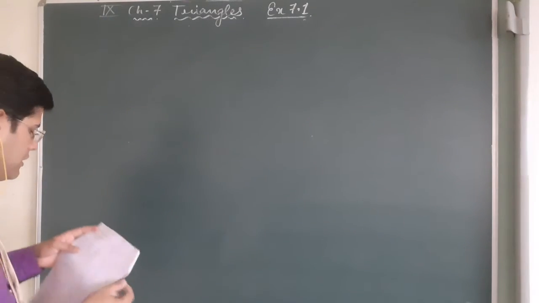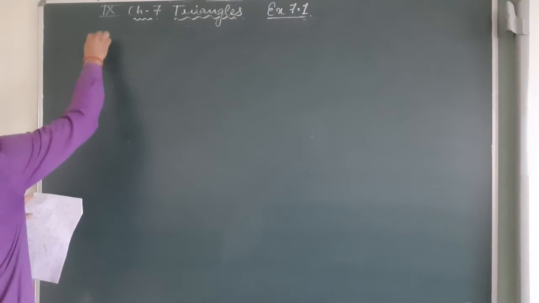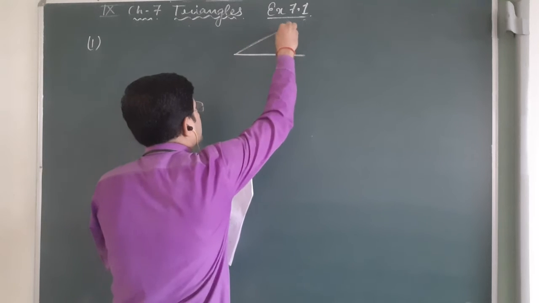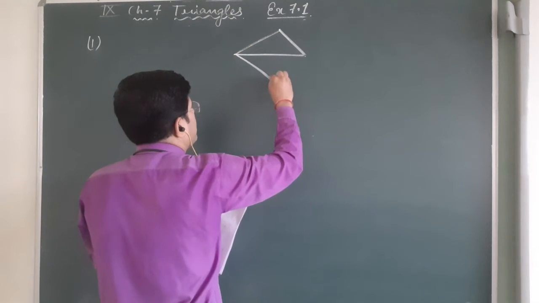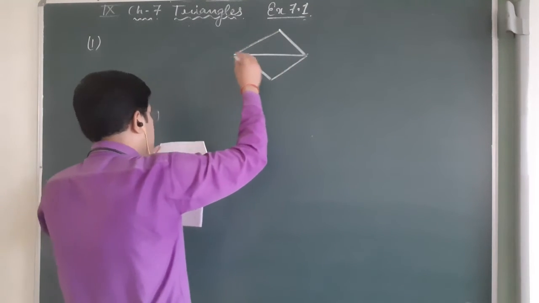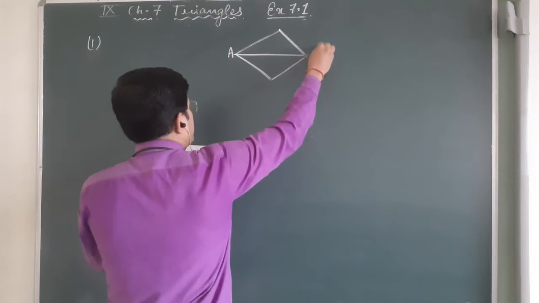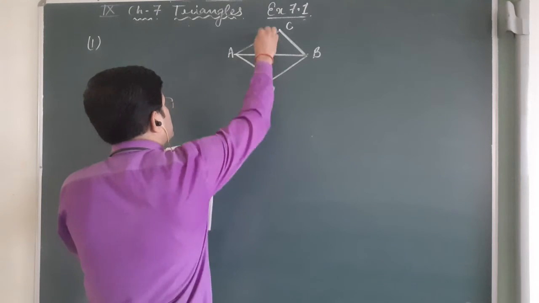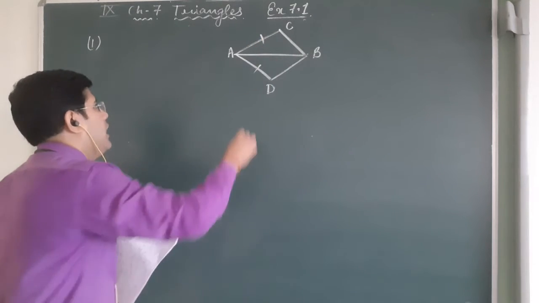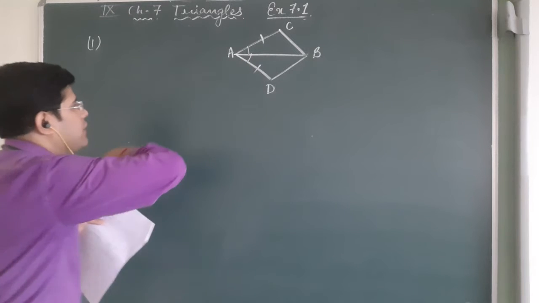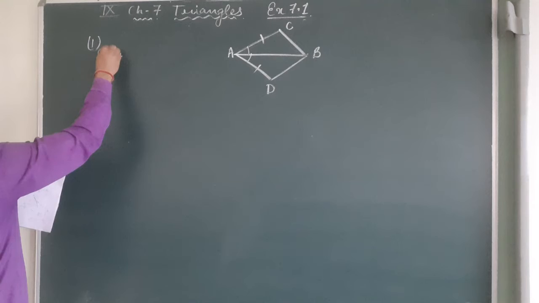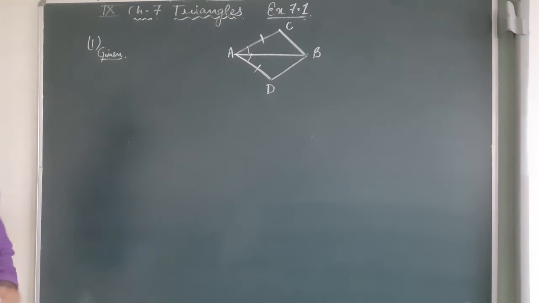Now the first sum in 7.1, there is a figure looking like a quadrilateral. So make this figure with the help of a pencil in your normal mathematics notebook. I am not going to make any other notebook for the geometry work. And this is the corresponding figure given for the sum. Firstly, we have to write given and proof, as I told you in the previous chapter.